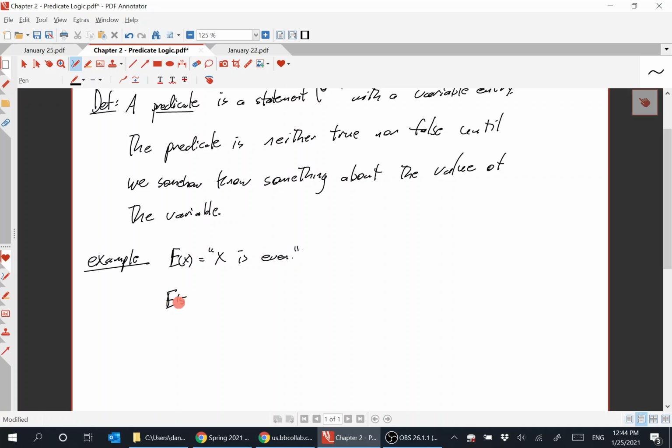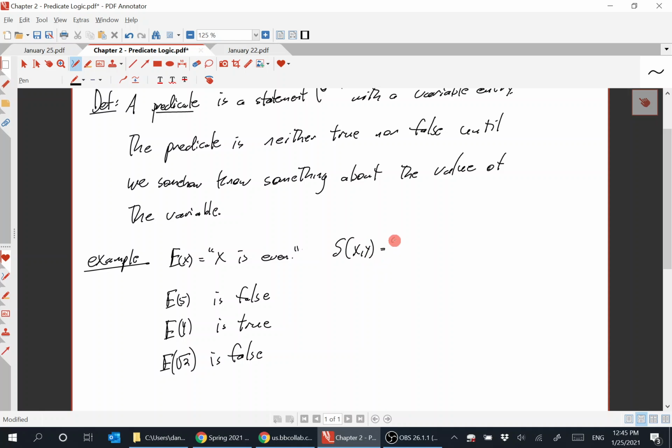So for example, E of 5 is false, because 5 is not even. E of 4 is true. E of square root of 2 is false. It doesn't really make sense, because you don't talk about numbers other than integers as being odd or even. You don't talk about fractions or irrational numbers being odd or even. So if the value of x doesn't make sense within the predicate, you just say false.